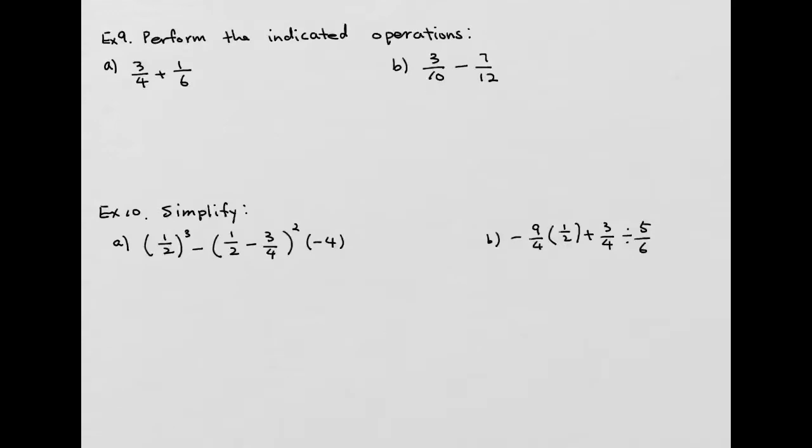Example 9 is about adding and subtracting fractions. For adding and subtracting, we need to make sure we have the same denominator in order to add or subtract the numerators. We need to be able to find the common denominator. Remember finding common multiples, right? That's how we're going to do it. So for 4 and 6, your common multiple is going to be 4 times 3, so it will be 12, right?